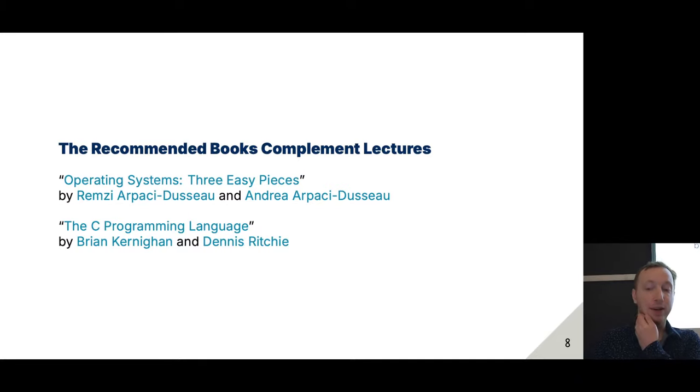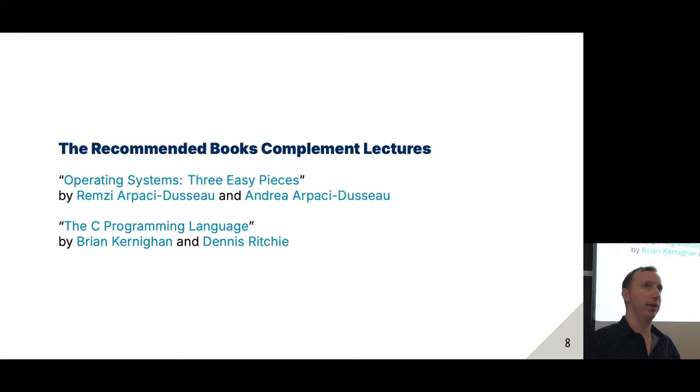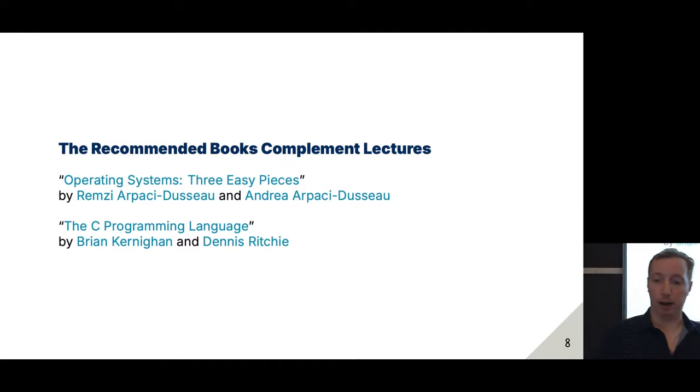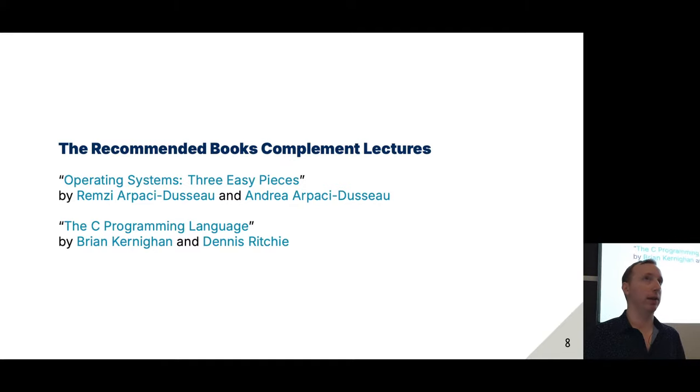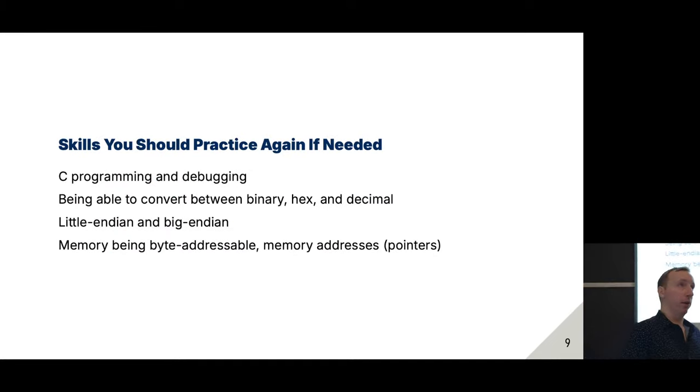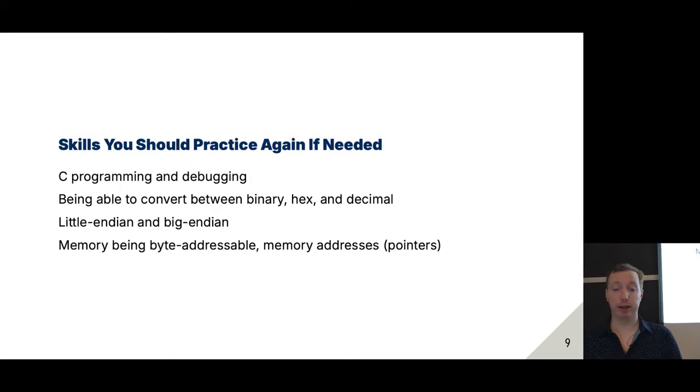So the recommended books that complement the lectures. There's Operating Systems: Three Easy Pieces, which is available online as a PDF. I don't follow it directly. It's just nice if you want something to complement the lectures. It goes over the same concepts, but I don't use it. You don't need anything except the lecture slides and me and asking me questions. Aside from that, this course is all done in C. So if you're rusty on C, you can look at the C programming language book by the people that actually wrote it. Some background skills you should practice again if you need to are C programming and debugging.